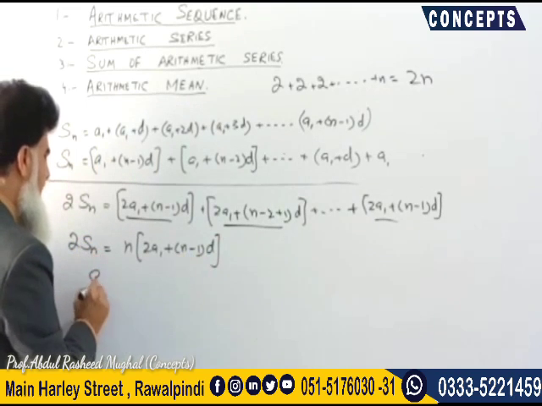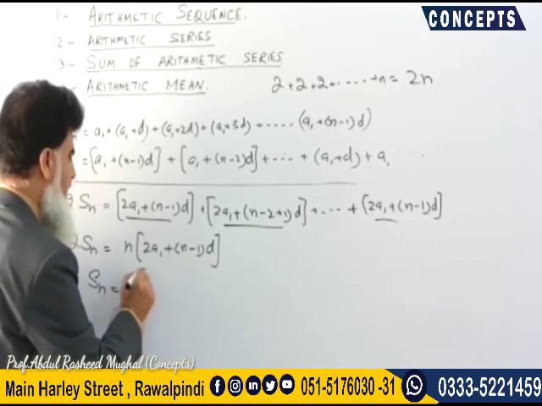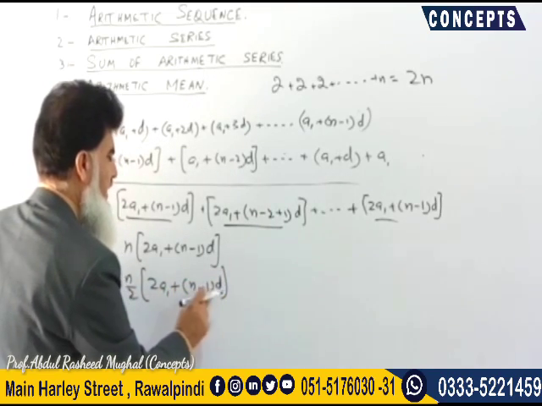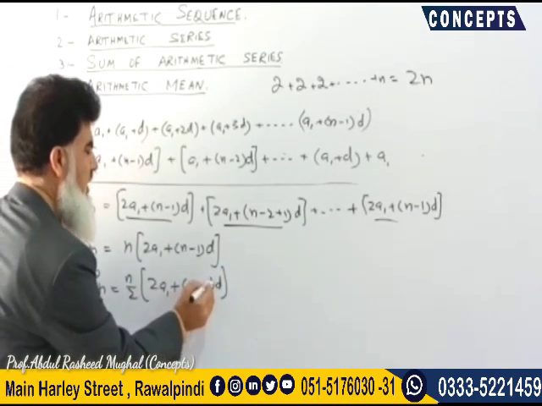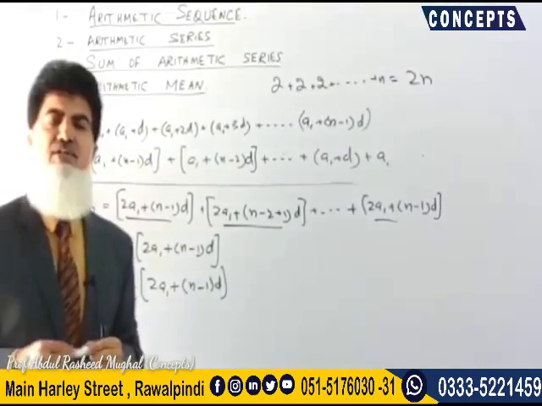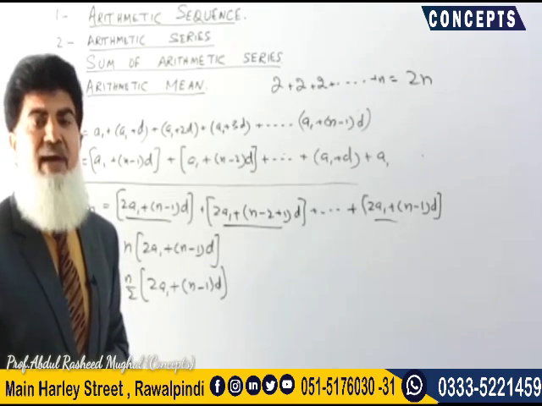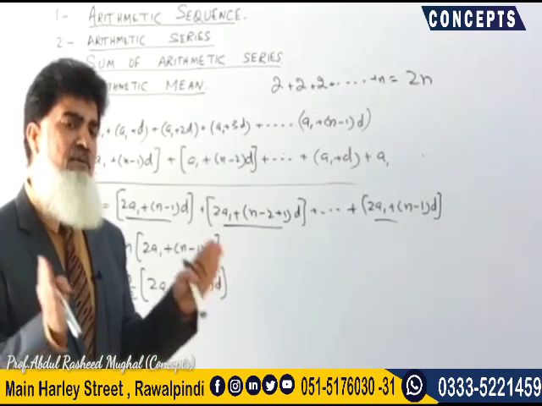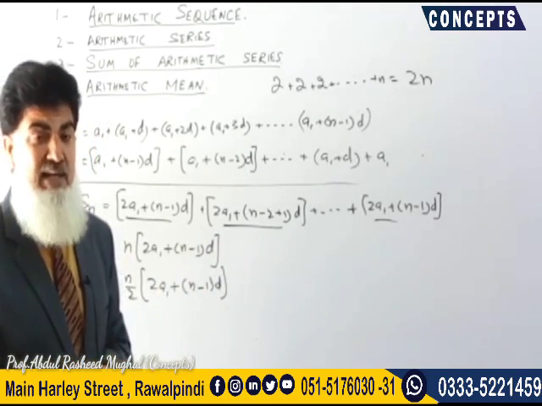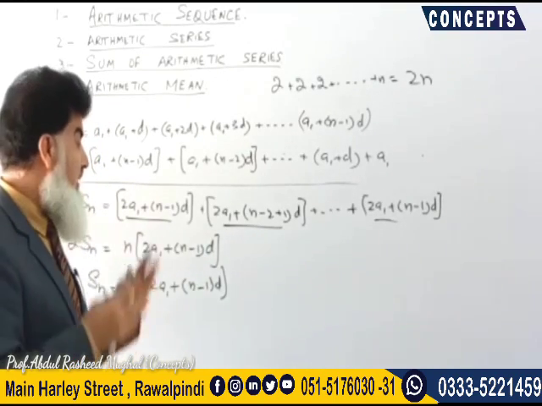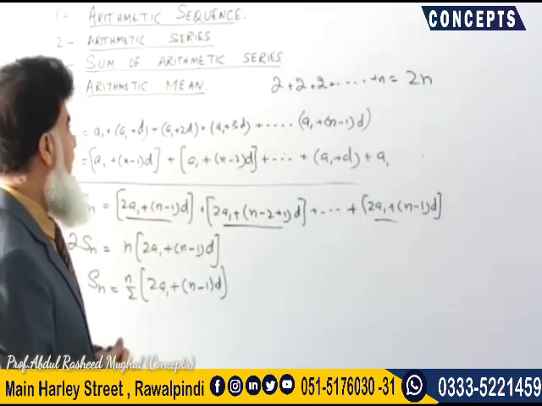2Sn is equal to this, and Sn will be equal to n by 2, into 2a1 plus (n minus 1) into d. Dear student, this is the formula which is known as the sum of an arithmetic series. We can find out the sum of any number of terms of the arithmetic series if we know the first term, common difference, and the number of terms whose sum is to be found.